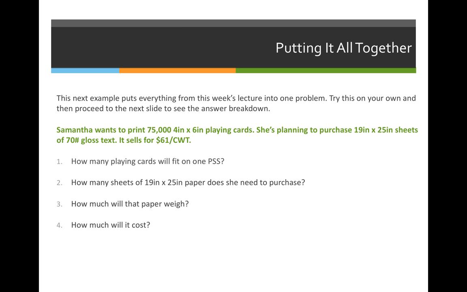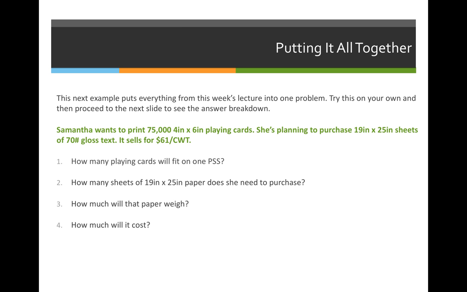So I want you to try this example on your own by pausing the video, and then we'll go through the answers together. Samantha wants to print 75,000 4-inch by 6-inch playing cards. She's planning to purchase 19 by 25-inch sheets of paper. The paper will be 70-pound gloss text, and it sells for $61 a hundredweight. I would like you to do your best to calculate the answers to the following questions.